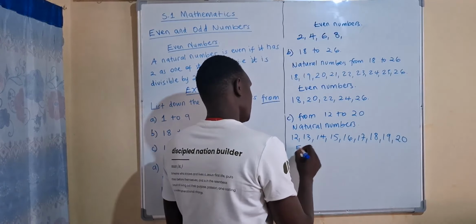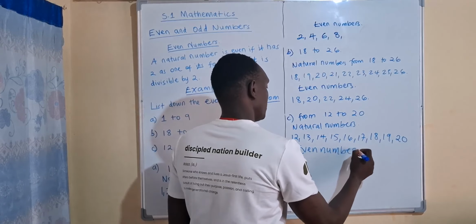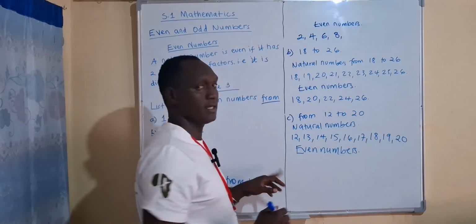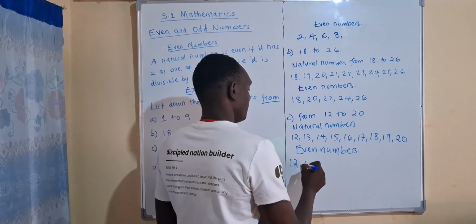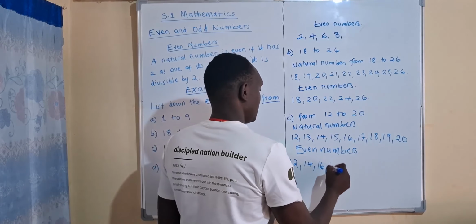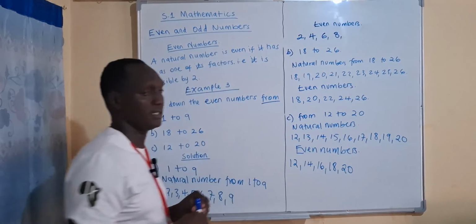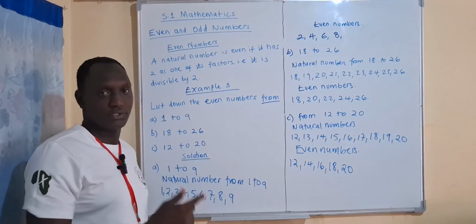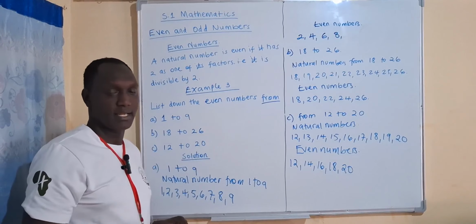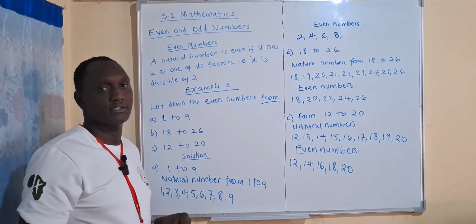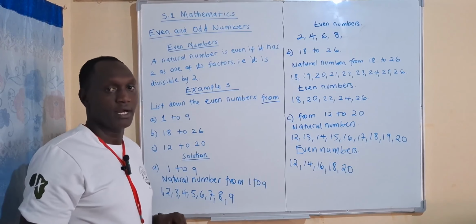And then of these numbers, we shall look for even numbers. Those ones for which 2 is a factor, or those ones, if you divide by 2, the remainder is 0. This becomes 12, 14, 16, 18, and 20. So those are the even numbers in that range. Always keep on using the calculator. Divide each of the numbers by 2. If there is a remainder or if there is a decimal point, it is not even. That implies that automatically it is an odd number.